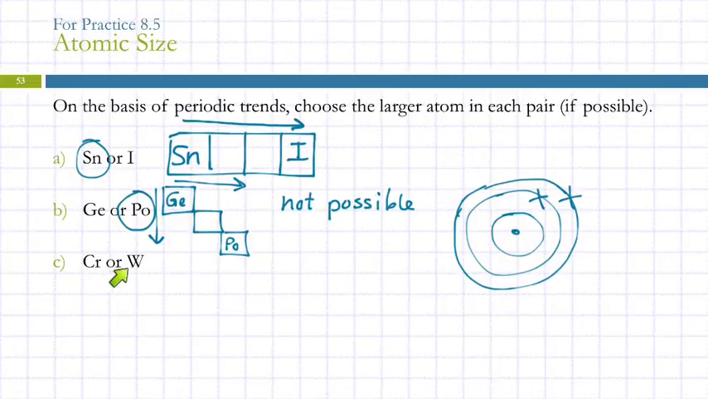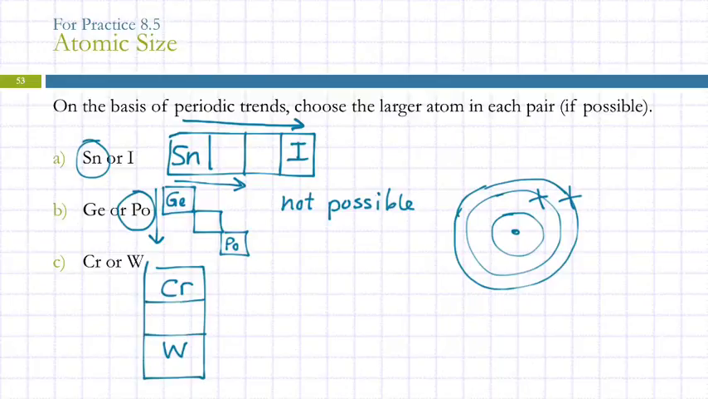Okay, so chromium or tungsten. Let's find those guys in the periodic table. Cr and W. There you are. So they're on top of each other. There's Cr, there's W. Oh, that's nice, it's not diagonal. What's the trend going down? It gets bigger. So which one's bigger, chromium or tungsten? Tungsten. Any questions?